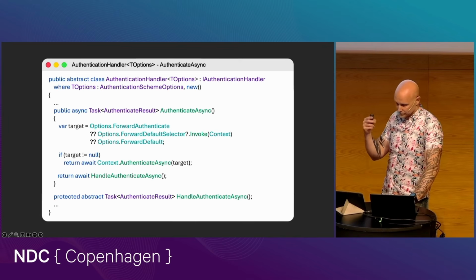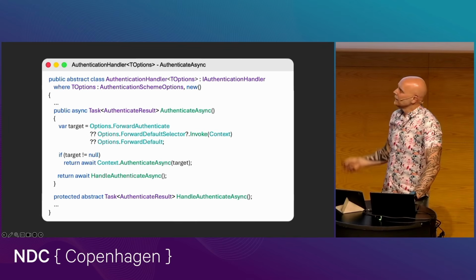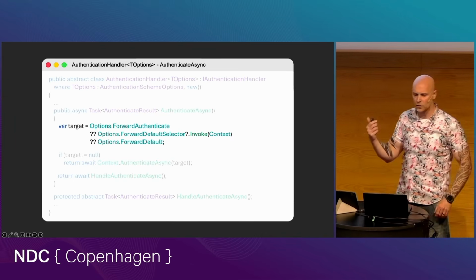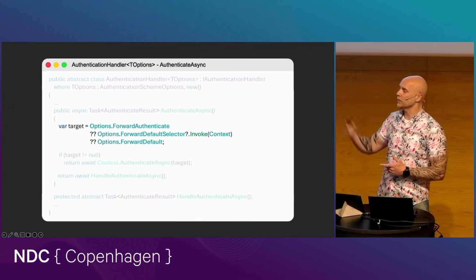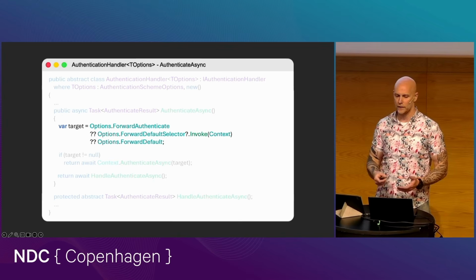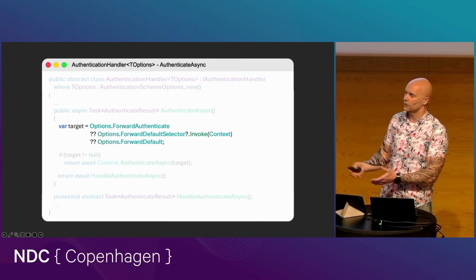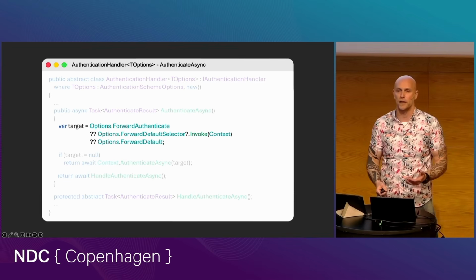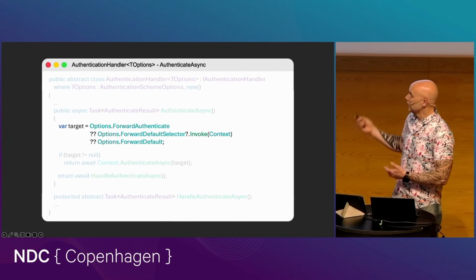all of these, authenticate async, forbid async, and challenge async, kind of do the same thing. They start out with looking at the options at the forward authenticate properties. Like, is there something in that? If that's null, it looks at the options.forward default selector saying, hey, do you want to figure out where to pass me instead? And if that returns null, it goes and looks at the forward default.